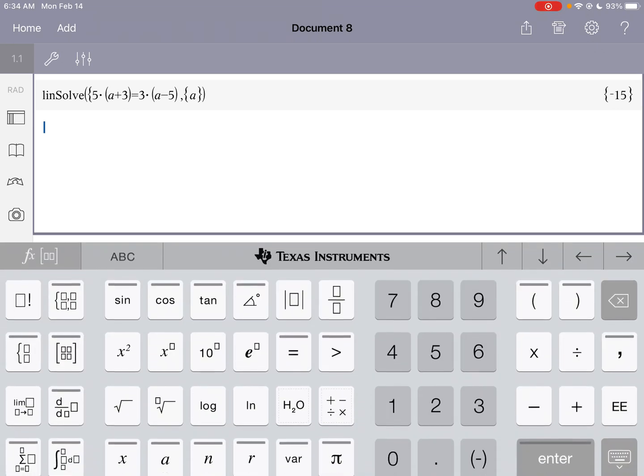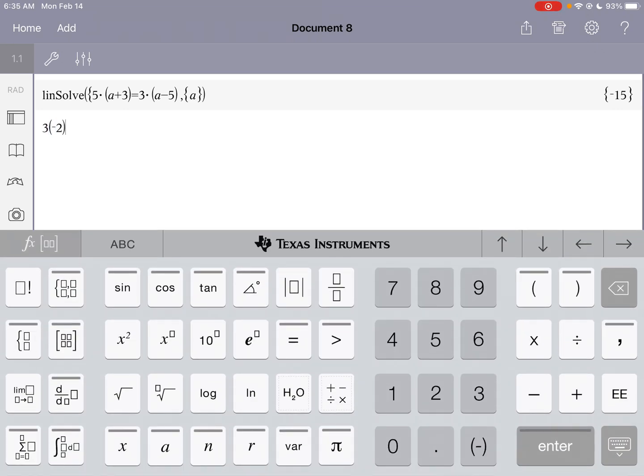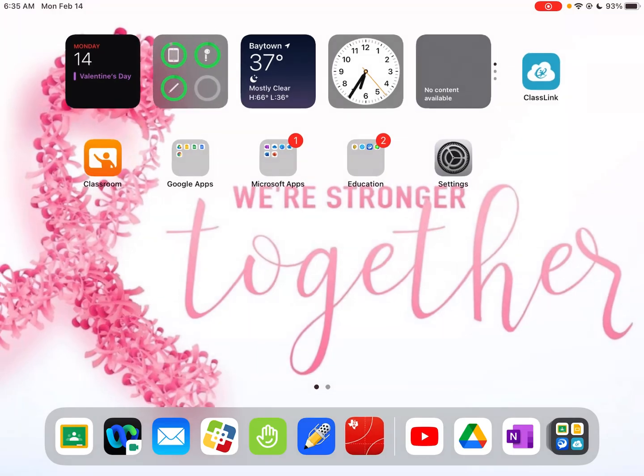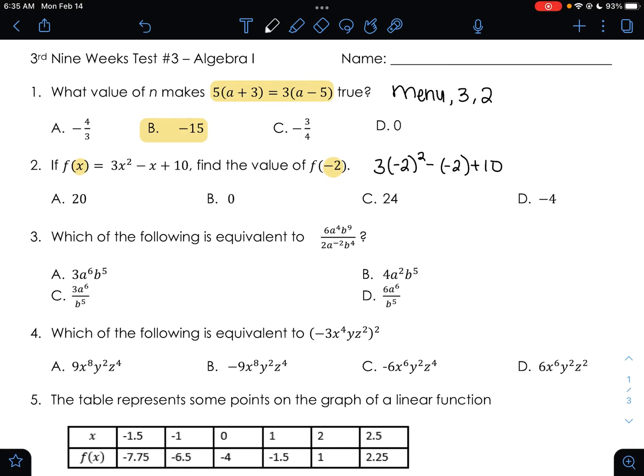So I go back over to my calculator. I can stay on this screen and I'm just going to type it in as we wrote it. Okay, so double check, make sure we typed it in correctly. 3 times negative 2 squared with a negative 2 in parentheses, it does make a difference. Minus negative 2 plus 10, perfect. Press enter, we get 24, which looks like it's answer choice C.